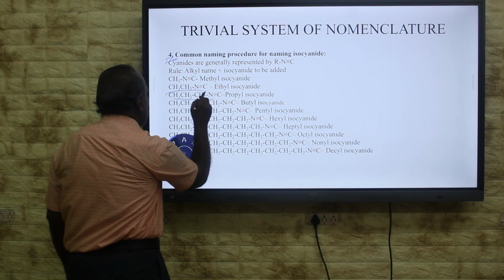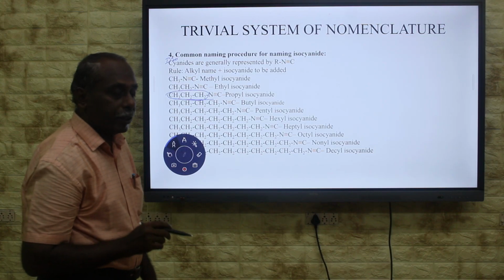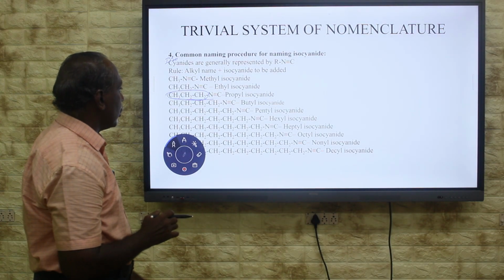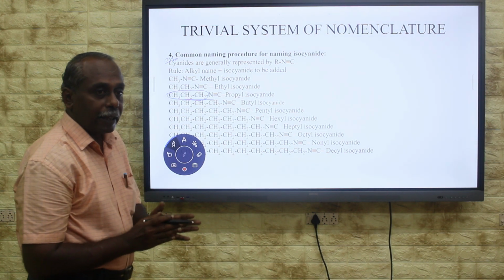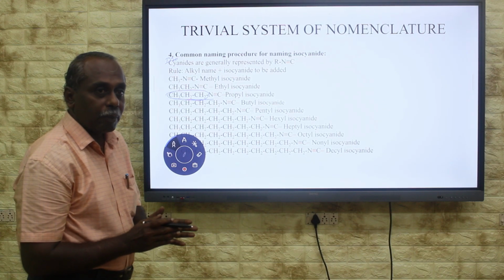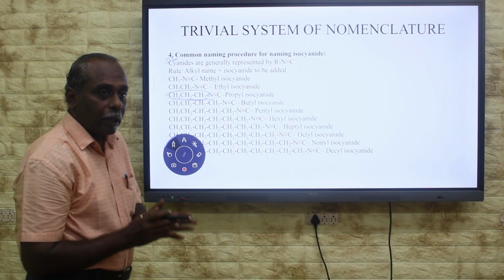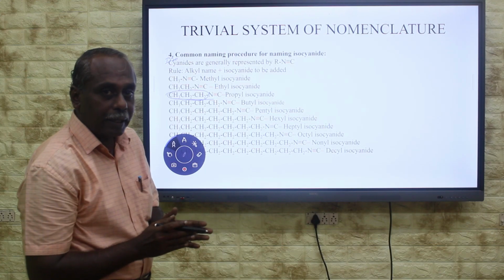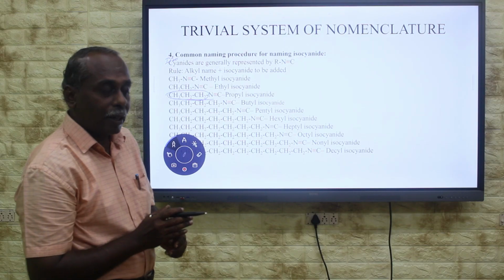First you see the alkyl group. How many carbons are present in the alkyl group? That is to be noted. Then you give the name of this group, alkyl group, propyl. If there are 4 carbons present in the alkyl, butyl; 5 carbons, pentyl; 6 carbons, hexyl; 7 carbons, heptyl; 8 carbons, octyl; 9 carbons, it will be called nonyl; 10 carbons, it will be called decyl.